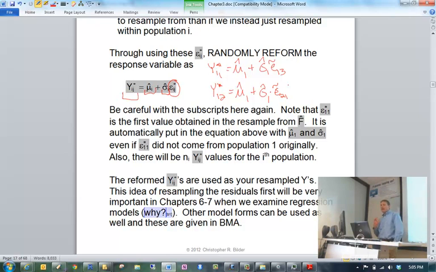Now, this idea of how to take the resamples, I think I briefly mentioned, is going to be very important when we start talking about regression analysis in chapters 6 and 7. Why do you think this is going to be important in that setting? Think about what your y's would be in a regular old regression model. Are all your y's going to have exactly the same distribution? Let's think of a normal linear regression model. Do your y's have exactly the same distribution? Typically you assume constant variance. What about the mean? Will the means be all the same? No.